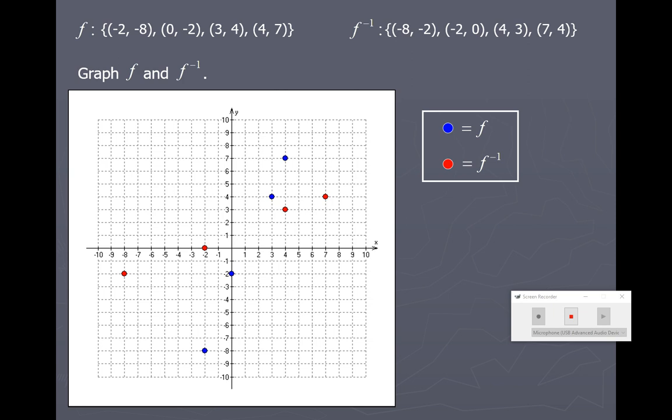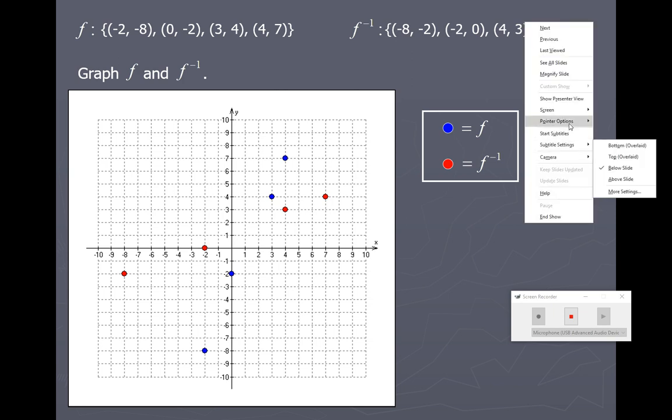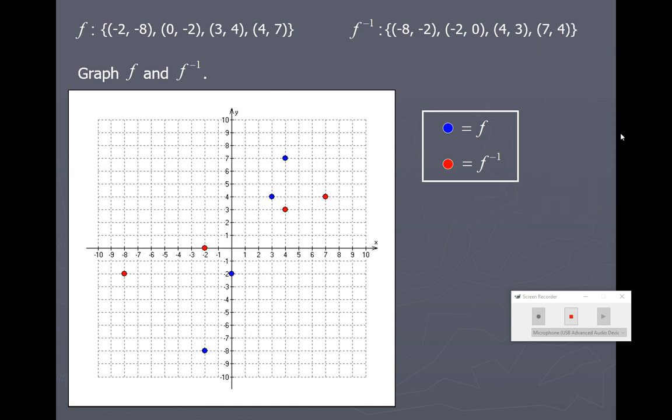I don't know if PowerPoint gives me straight line tools, so I may have to really play around here. Pointer options, pen, and I'm going to actually use a ruler in class here and draw on that line y equals x. I don't know how good it's going to be. Not great, but not bad. Hopefully you do better on yours. A diagonal line right through y equals x.